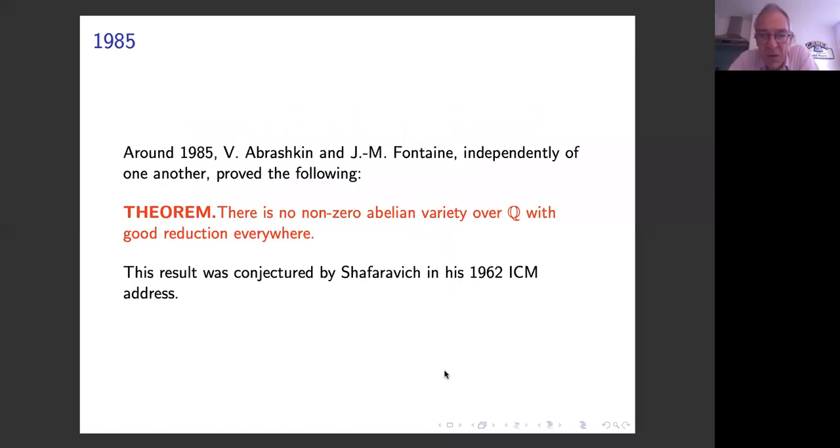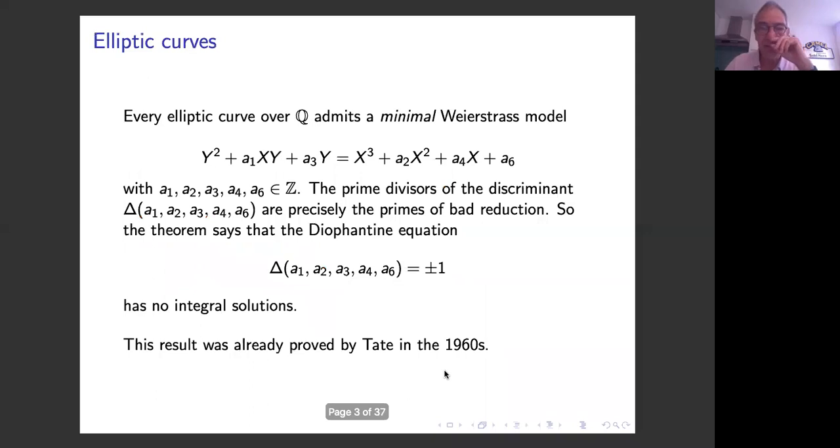So the big theorem in this subject is a theorem by Abrashkin and Fontaine. They proved in '85, shortly after Faltings' proof of the Mordell conjecture, that there is no non-zero Abelian variety over Q with good reduction everywhere. And to explain what kind of result this is, let's look at the case of elliptic curves over Q.